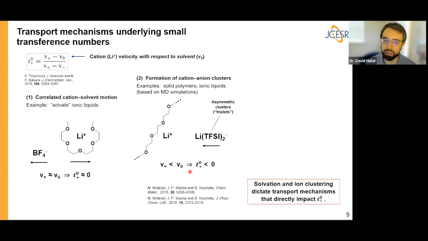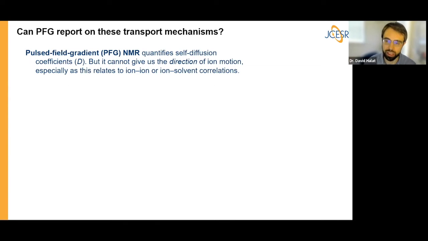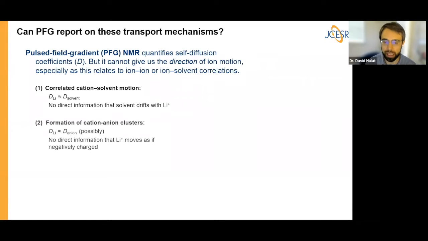So it's clear that solvation structures underlie T+0. But what can PFG measurements say in those two systems? Fundamentally, what we need to be able to say is something not about diffusive motion, which is inherently not directional, but rather about migration under an applied electric field, which is clearly directional. So in other words, in the two examples that I just discussed, in the first case, we would need to obtain direct information that the solvent drifts with the cation, which is not necessarily given by the result that they have similar diffusivities. And in the second example, we don't have information that the cation moves in the same direction as the anions rather than vice versa.